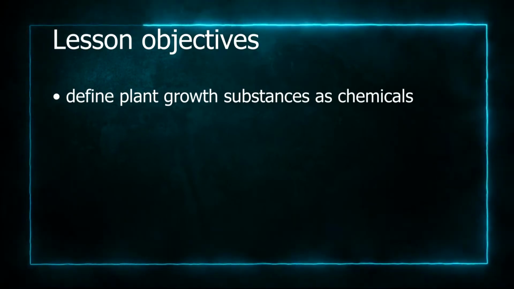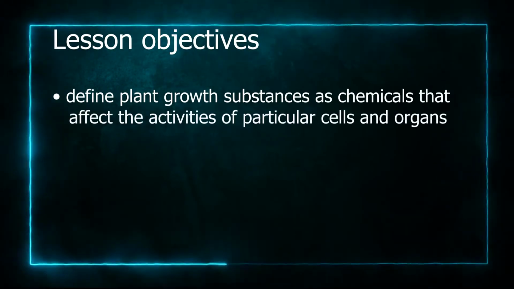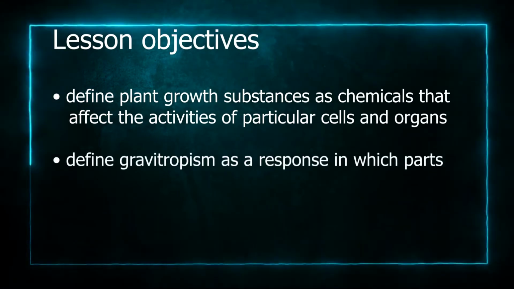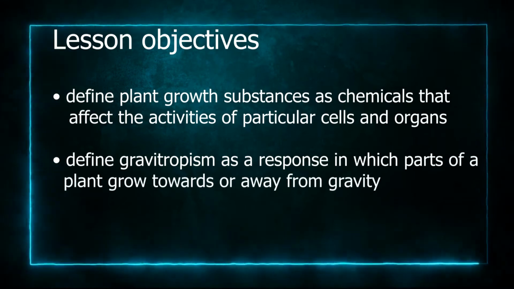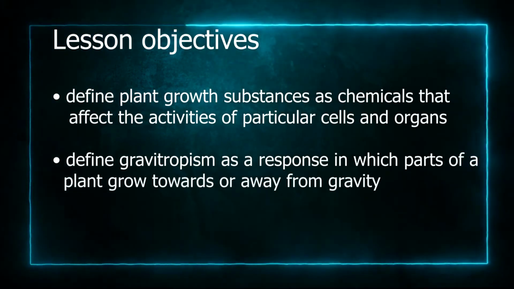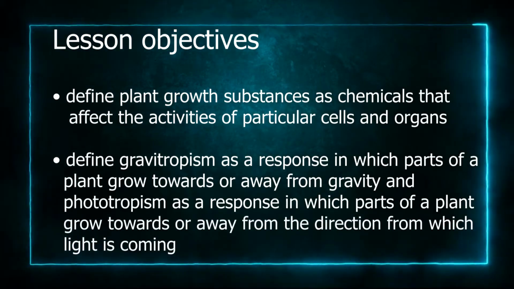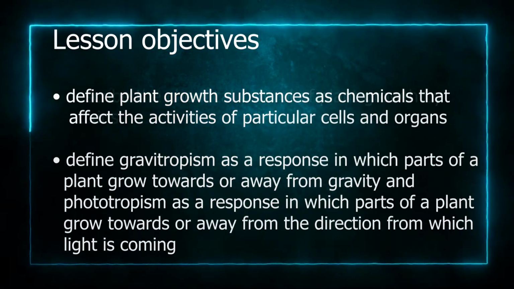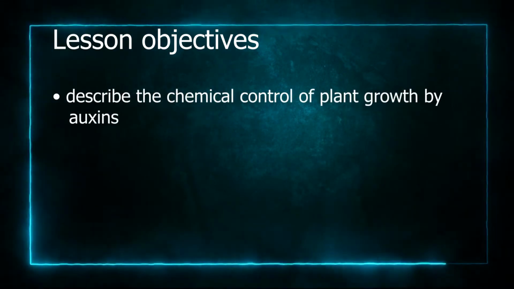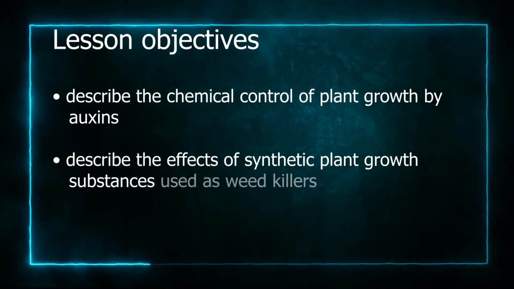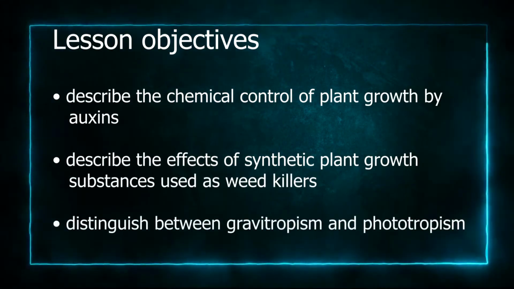The lesson objectives are: define plant growth substances as chemicals that affect the activities of particular cells and organs. Define gravitropism as a response in which parts of a plant grow towards or away from gravity, and phototropism as a response in which part of a plant grows towards or away from the direction from which light is coming. Describe the chemical control of plant growth by auxins. Describe the effect of synthetic plant growth substances used as weed killers. Distinguish between gravitropism and phototropism. Let's get into it.